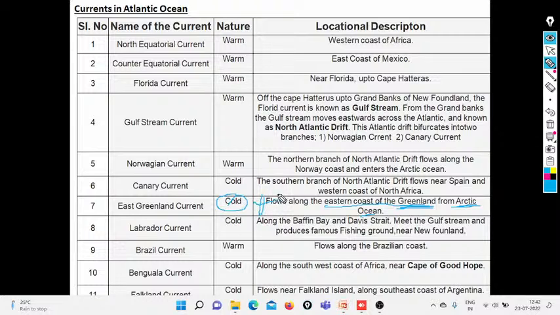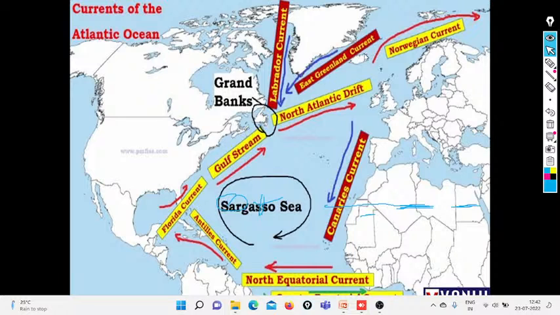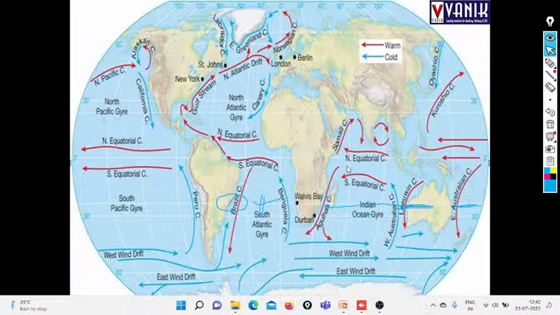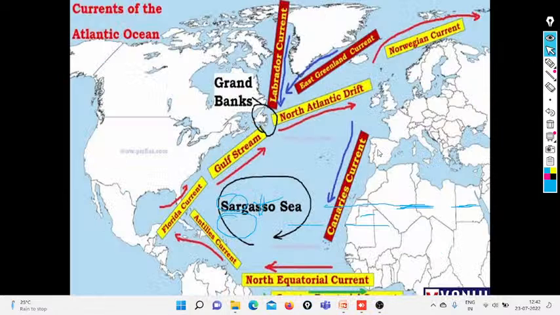The East Greenland current is here, going from the Arctic Ocean to flow towards the Atlantic Ocean. Then your Labrador current is also a cold current, along Baffin Bay and Davis Strait.